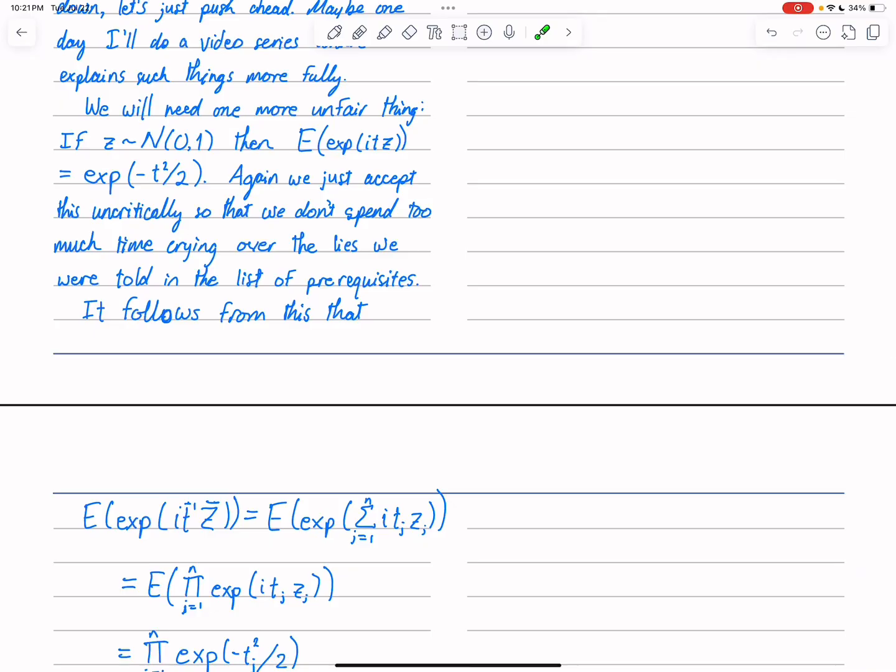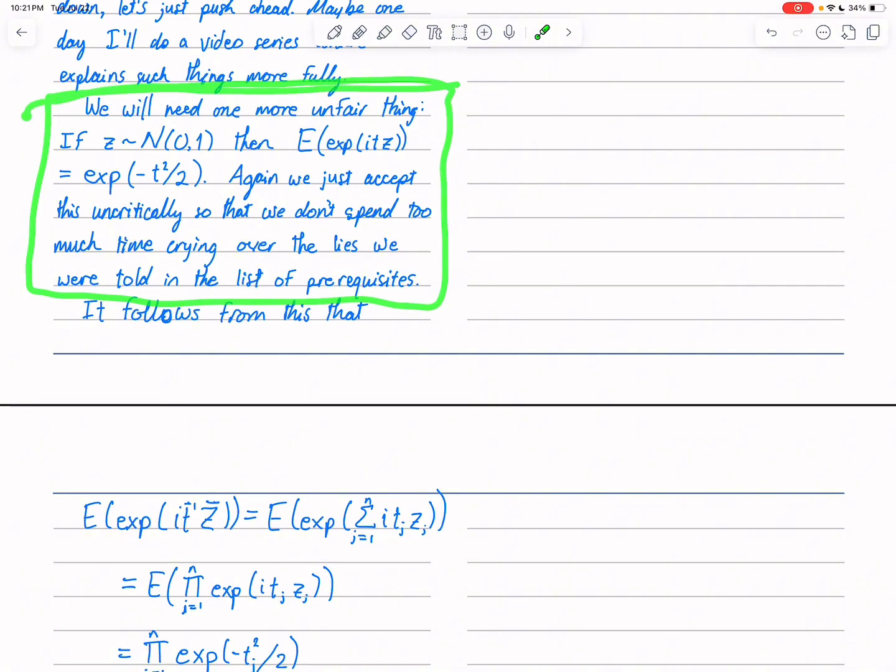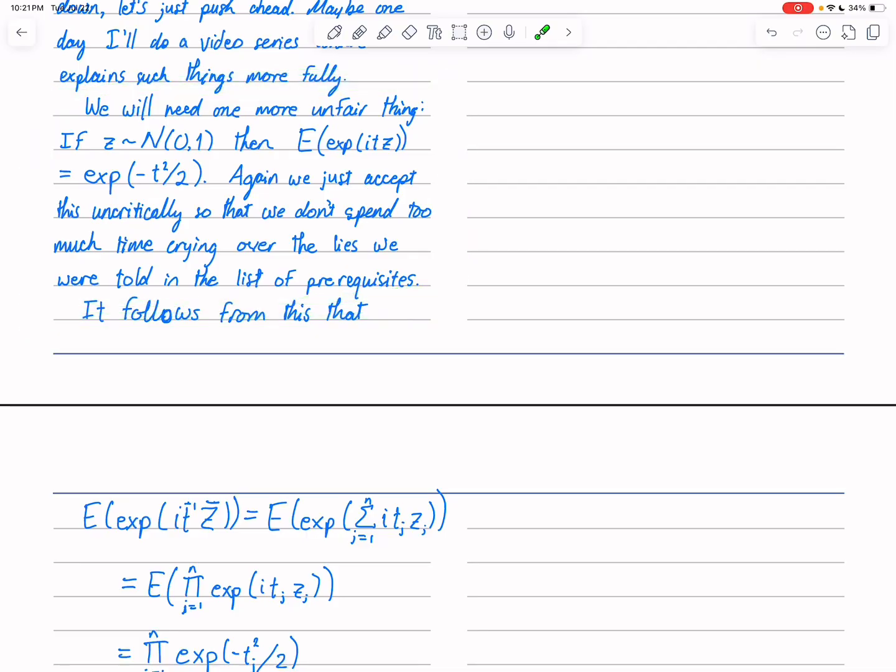We will also need one other unfair thing that almost nobody taking this course could possibly have known before, and yet the book just throws it around like it's common knowledge: that for a standard normal random variable, the characteristic function is actually the same thing as this right here, right? So it's the exponential of negative t squared over 2, and so on. But the important point is that deriving this equality is quite hard.